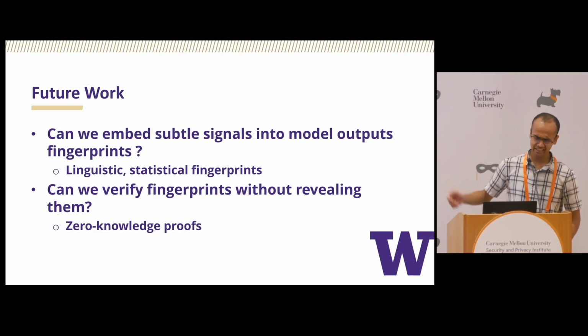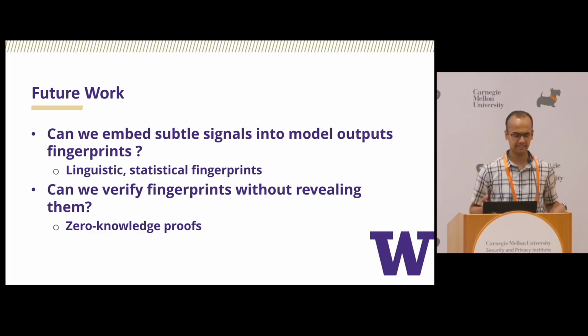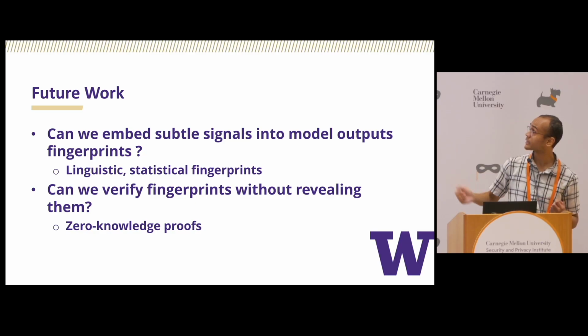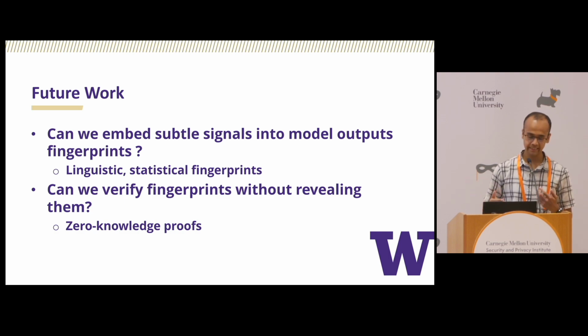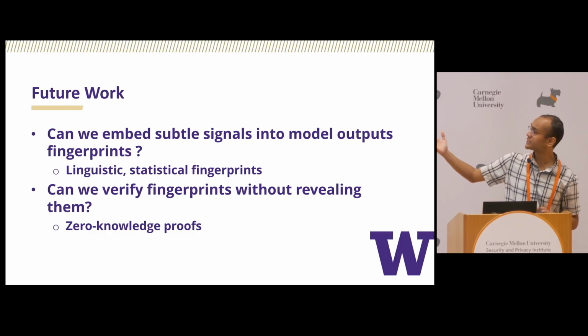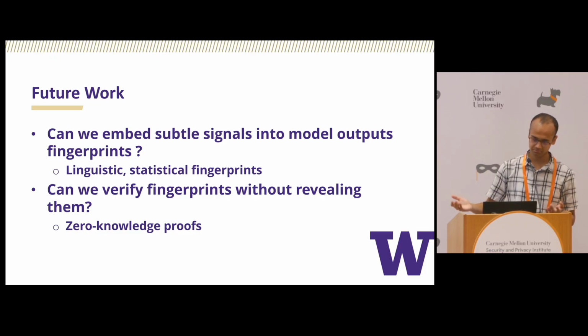A few directions that I've been thinking about are, can we, instead of embedding memorized fingerprints of a fixed query and response, do something subtler, such as embedding linguistic signals or statistical signals into the output of a model? The other thing is, the entire reason that we needed scalability was because you were losing fingerprints every time you were trying to verify them. So can we do this verification without revealing fingerprints, which has some flavor of zero-knowledge proofs?